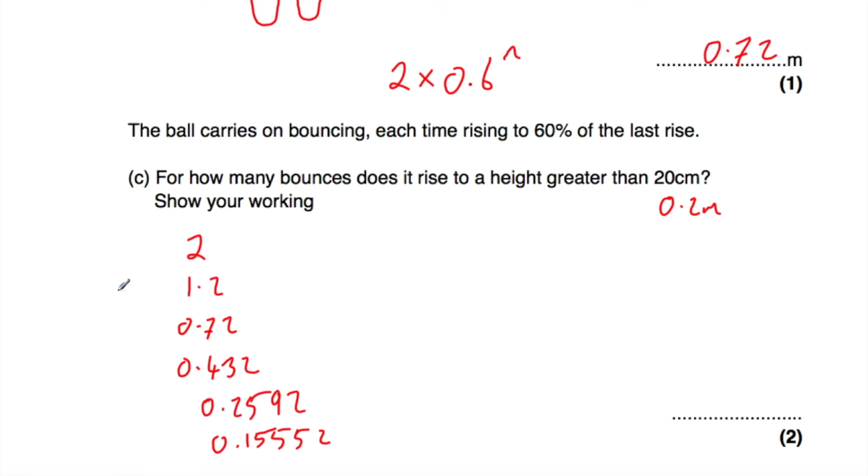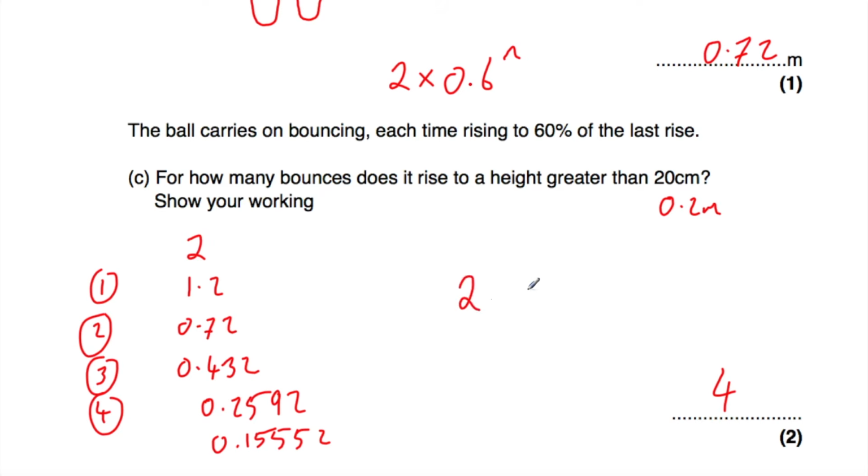Okay, so it started off at 2 meters. After 1 bounce, it went to a height of 1.2 meters. After 2 bounces, it rose then to a height of 0.72 meters. After 3 bounces, it rose to a height of 0.432 meters. After 4 bounces, it rose to a height of 0.592 meters. And then on the 5th bounce, it doesn't actually rise to a height greater than 20 centimeters, so the answer is 4. 4 bounces, it rises to a height greater than 20 centimeters, and that's it.